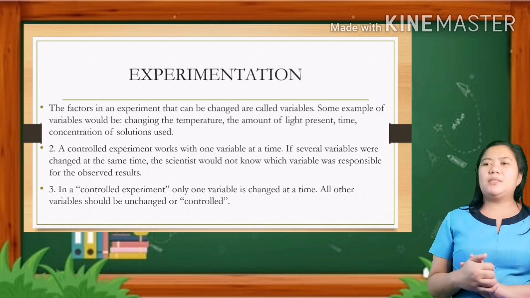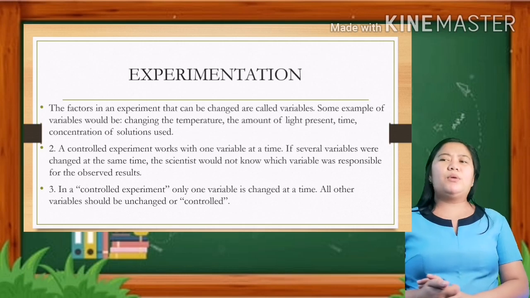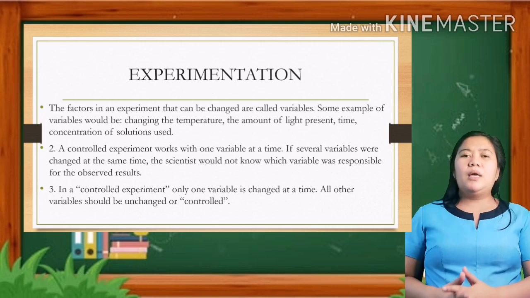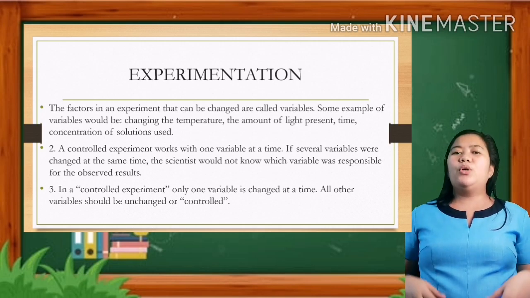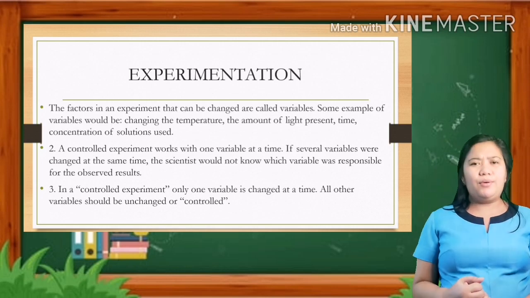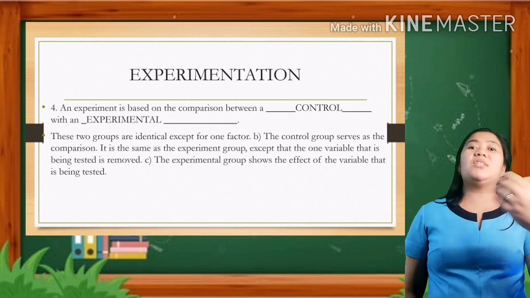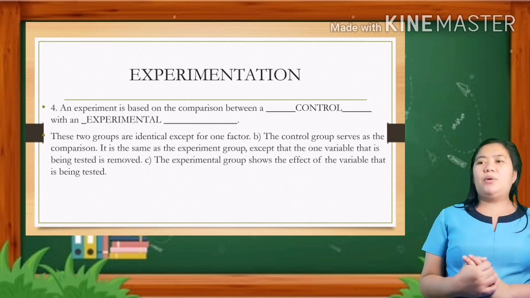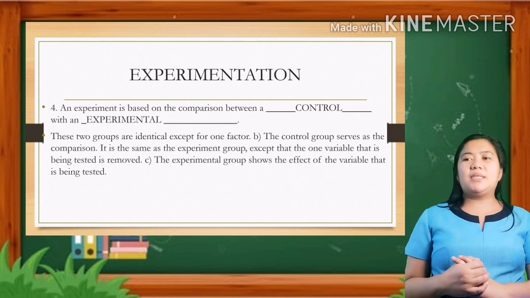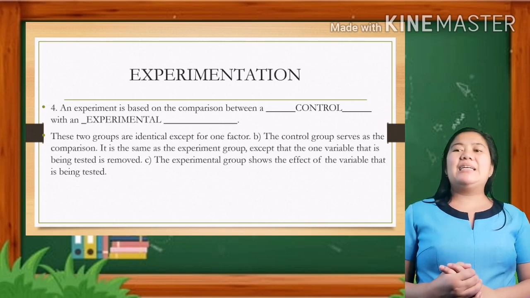So an experiment is based on the comparison between a control group and your experimental group. The control group is very, very important because any changes in the control group versus your experimental group would highly affect how you analyze your data or draw your conclusion. These two groups are identical except for one factor, which is your control variable. The control group serves as the basis of comparison. It is the same as the experimental group, except that the one variable being tested is removed.